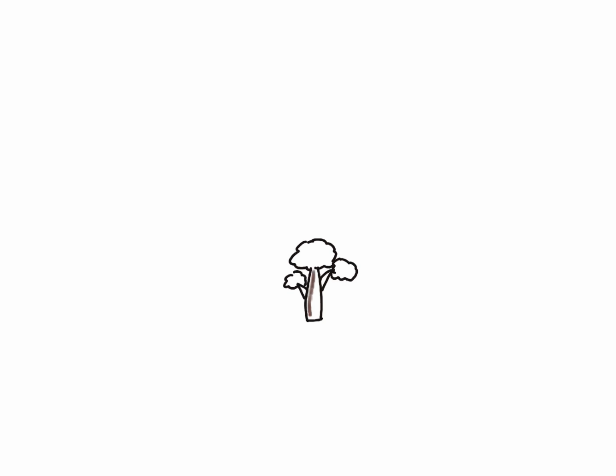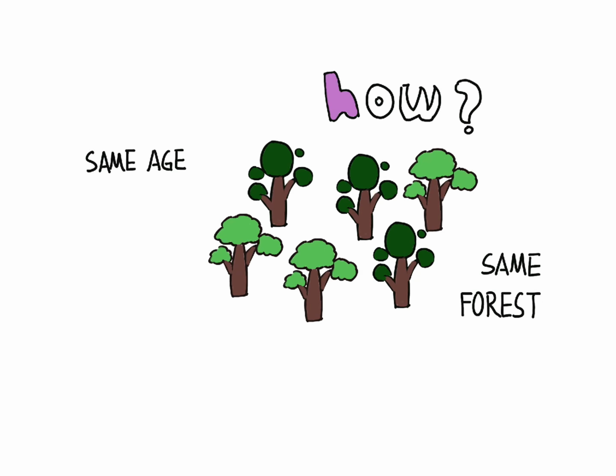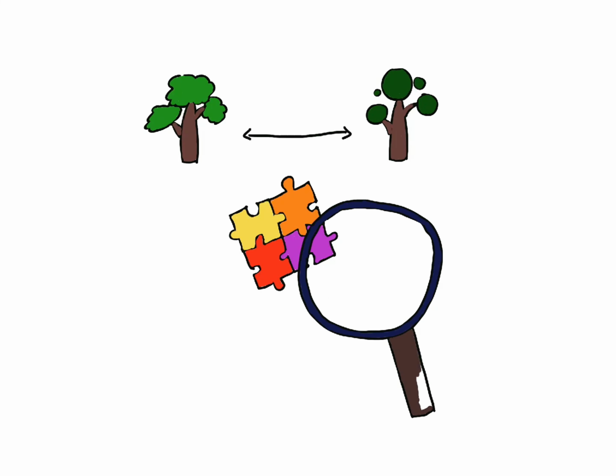For example, have you ever wondered how trees have different characteristics despite being the same age and living in the same forest? The differences between different trees result from the interaction of various factors, including something known as genetic diversity. But what is genetic diversity, and how does it really happen?